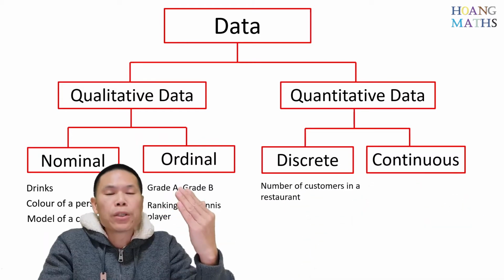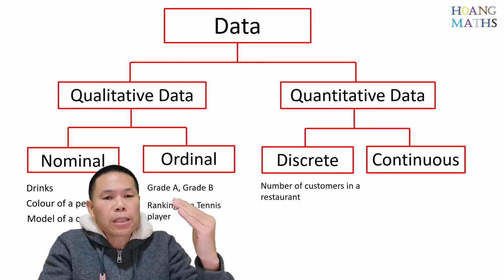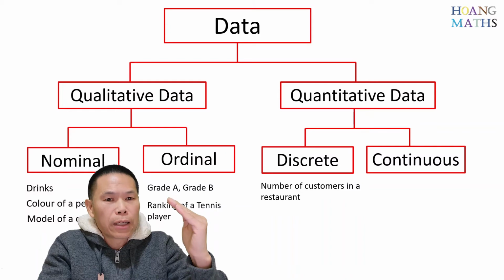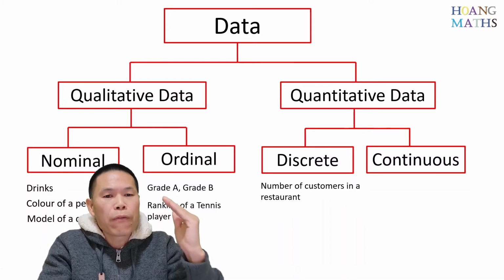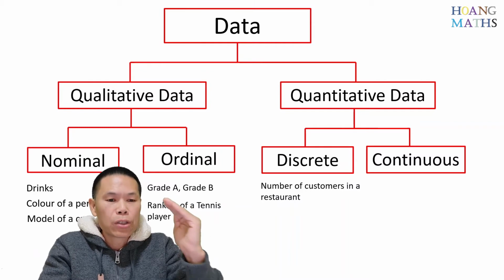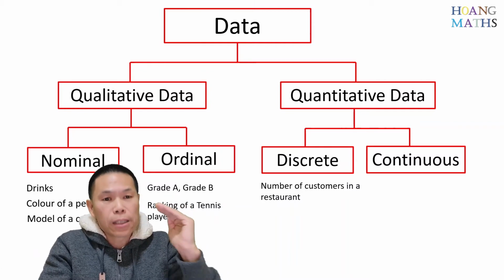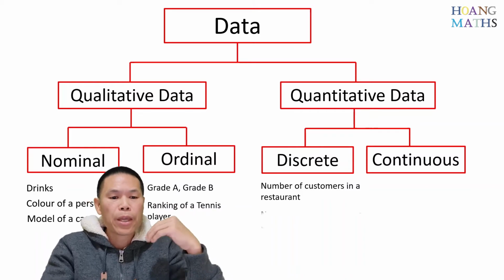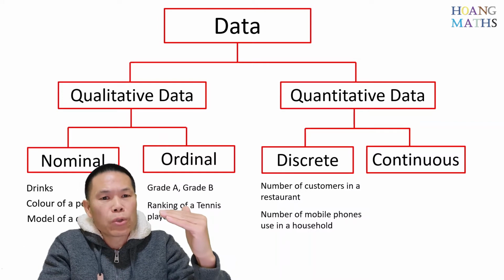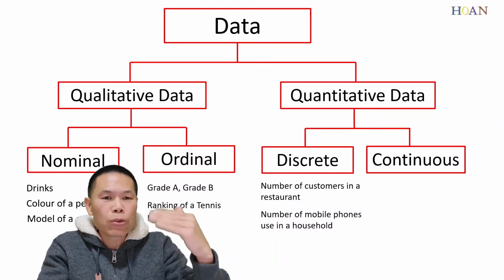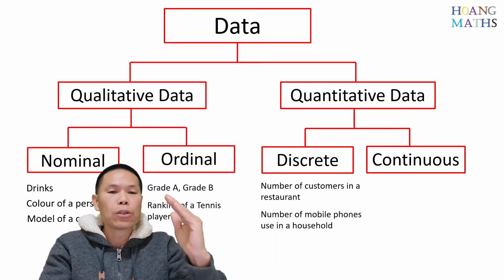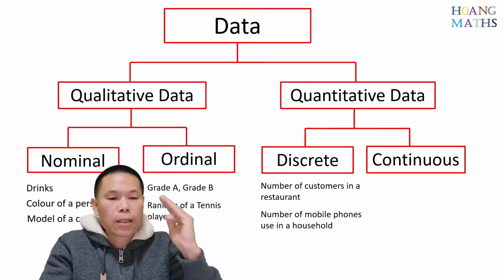For example, for discrete, the number of customers in a restaurant. We cannot have half of a customer. We have either one customer, 2, 3, 4, 5, 6, and so on. So this data is discrete, whole numbers if you like. And the second one is the number of mobile phones used in a household. We only have one mobile, 2, 3, 4, and so on. Cannot have half of a mobile. It doesn't work, right? So these are discrete data.